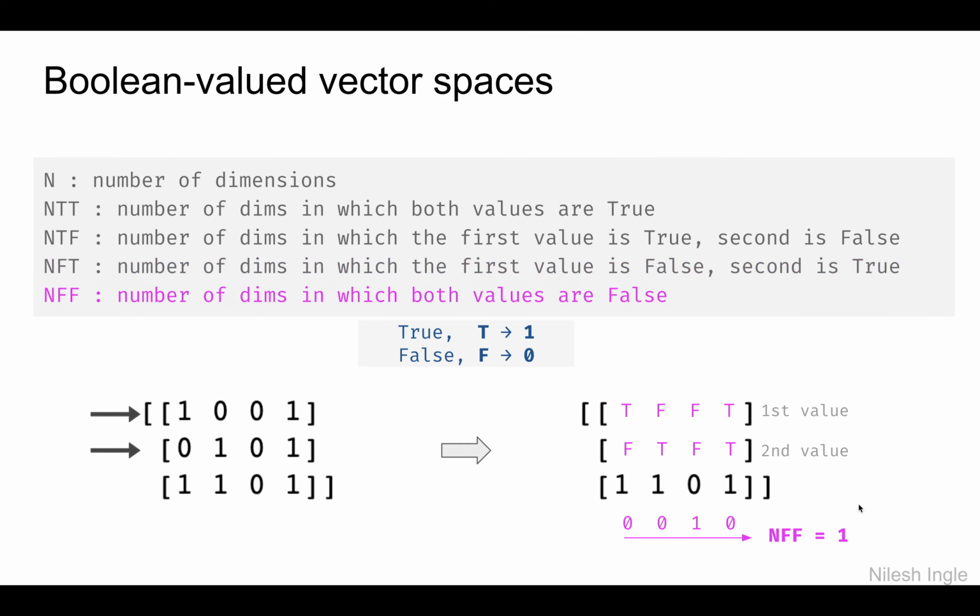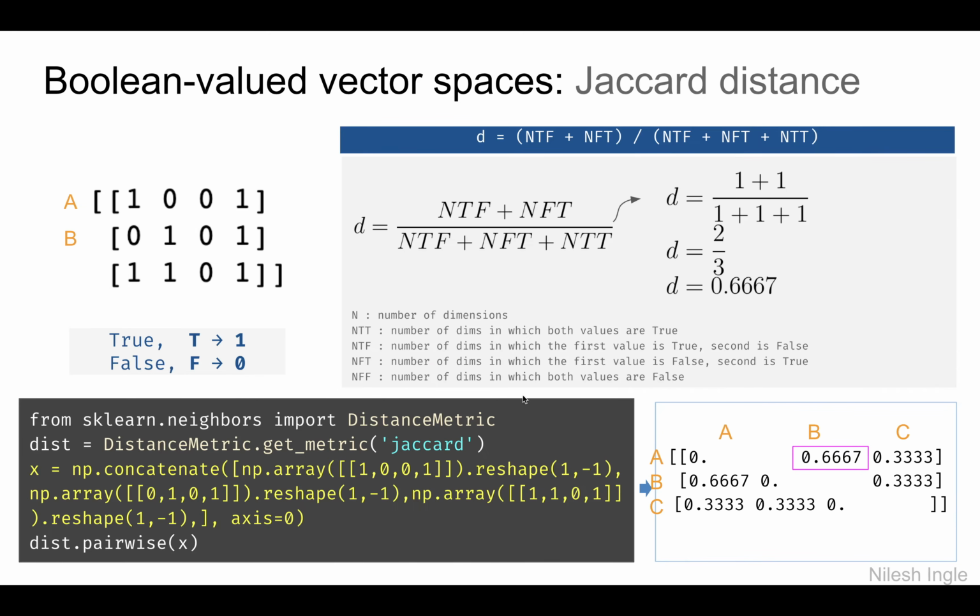And finally, if both values are false, we have this case where both values are false. So we have 1 count for that, and then others are not false, so we just put a 0. So the total count for the number of dimensions in which both values are false is 1. We'll use this notation in all the slides in this video.